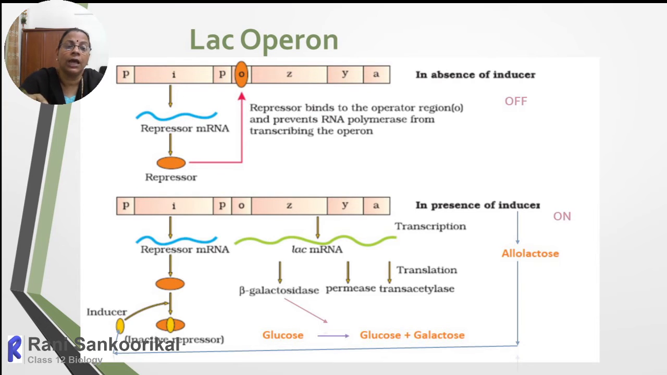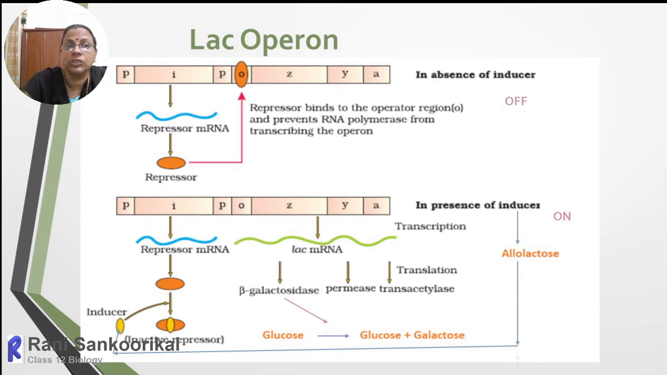That means the repressor will not be able to bind with the operator and the operator will be free. And once the operator is free from the repressor, then automatically it will allow the RNA polymerase to bind with the promoter. So once RNA polymerase binds to the promoter, the transcription unit will become active.